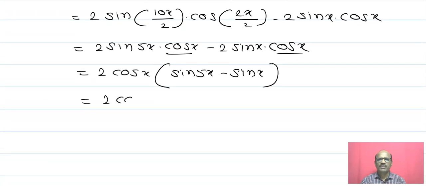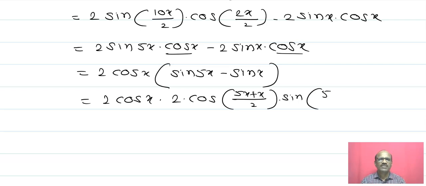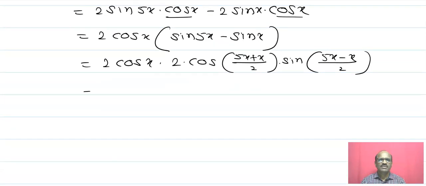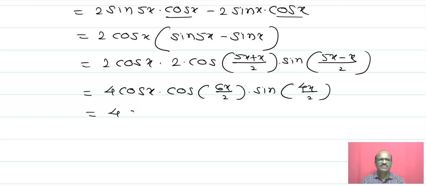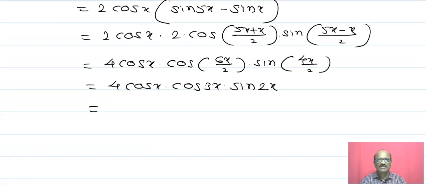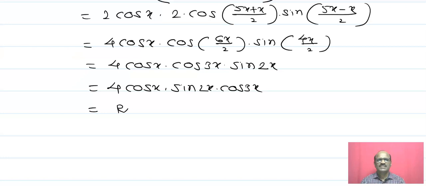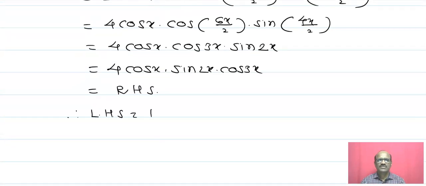Again, apply the formula for sin C minus sin D. That is 2 times cos of C plus D upon 2 into sin of C minus D upon 2. Now see this, 2 into 2, that is 4 cos x, and cos of 6x upon 2, sin of 4x upon 2, and that's why 4 cos x, cos of 3x, sin of 2x. And this is 4 cos x, sin of 2x, cos of 3x, and that is RHS, and hence LHS is equal to RHS.